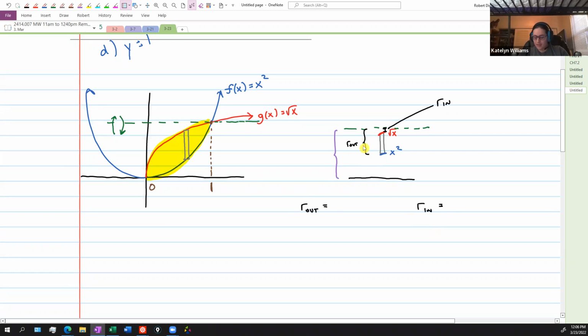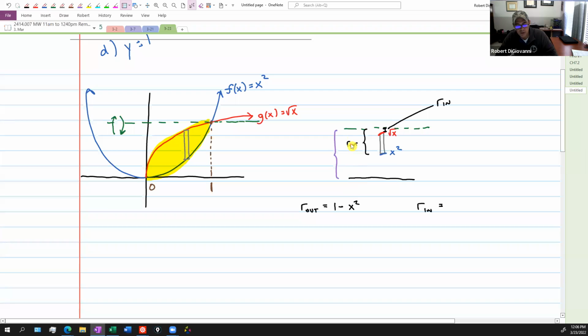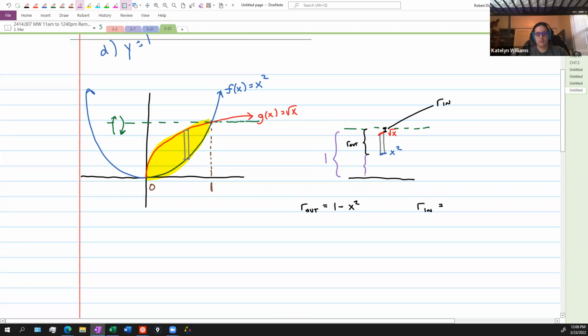R out will be like 1 minus x squared. Good, 1 minus x squared. So the distance from the axis of rotation to the x-axis, that's 1, right? From here to here is 1. And we know from here to here is x squared. So R out will be take the 1 and subtract the x squared. Good.